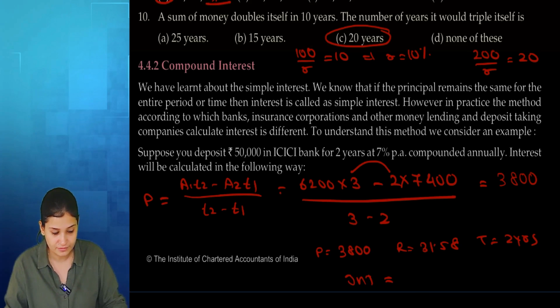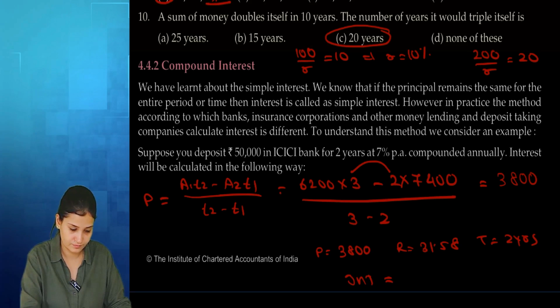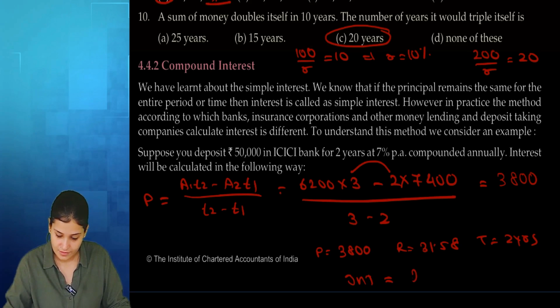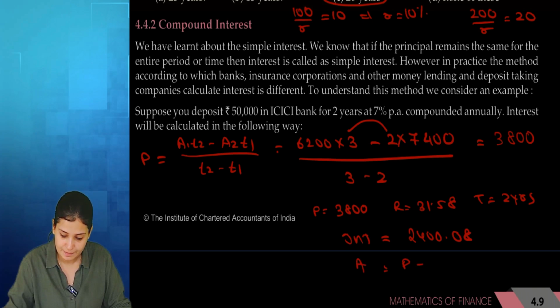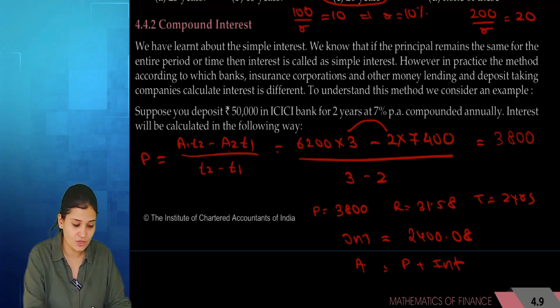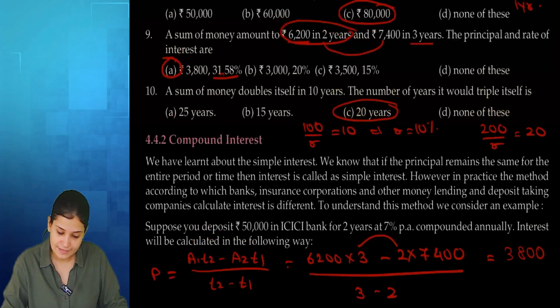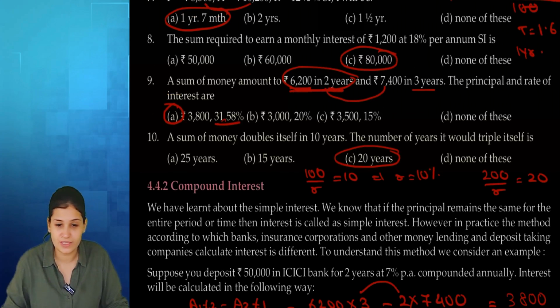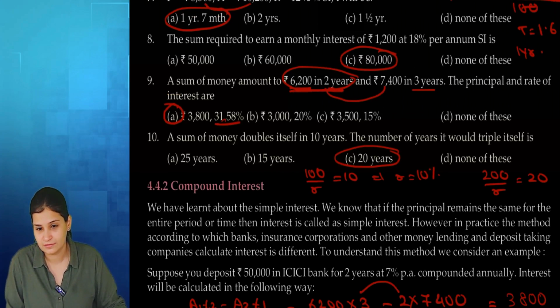How much did you get? 2,400.08. Yes, and this is interest. Let's find out the amount. Amount will be principal plus interest, so add 3,800 to it. How much did you get? 6,200. And the question also said that in 2 years the amount is 6,200. That means this rate 31.58 is correct. Everybody done? Any doubts?